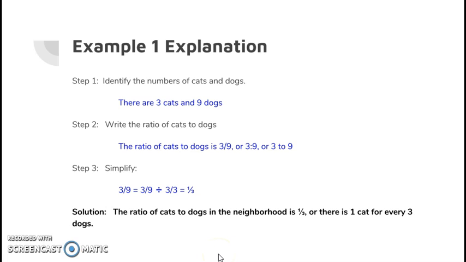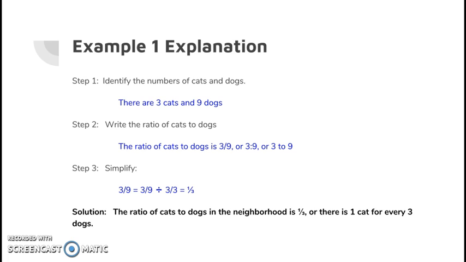In our explanation here, the first step is to identify the number of cats and dogs. There are 3 cats and 9 dogs. The second step would be to write a ratio for cats to dogs. We know that there are 3 cats for every 9 dogs, so you could write it as a fraction. You could use a colon or you could use the word to. Whichever choice you want to make there would be fine because the question didn't specify a certain way.